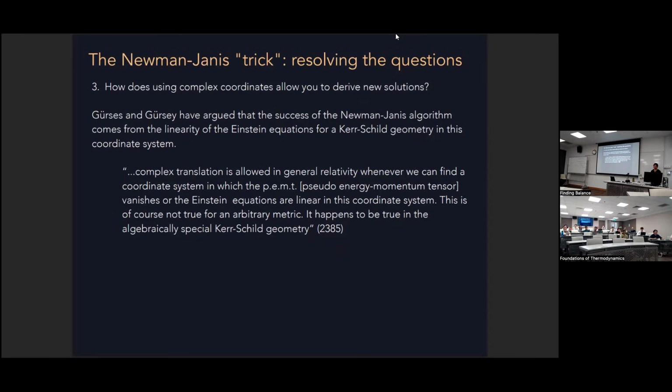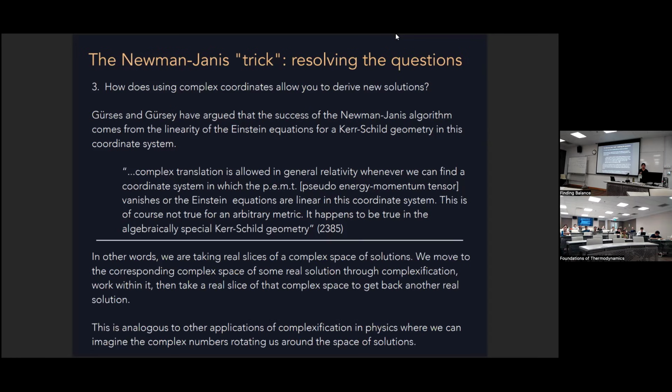So Gürses and Gürsey write that complex translation is allowed in GR when you can find a coordinate system in which your pseudo-energy momentum tensor vanishes, or Einstein's equations are linear. This is of course not true for an arbitrary metric, but happens to be true for the algebraically special Kerr-Schild geometry. And so the way I would phrase it is, what we're doing is we're taking real slices of a complex space of solutions.